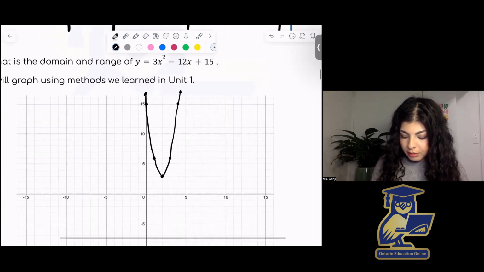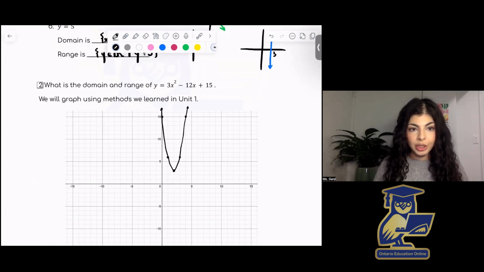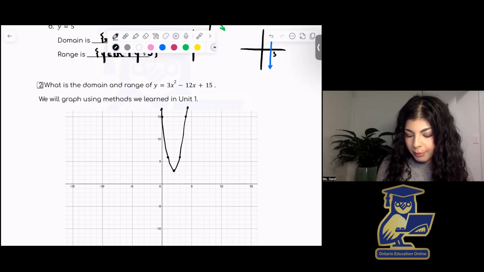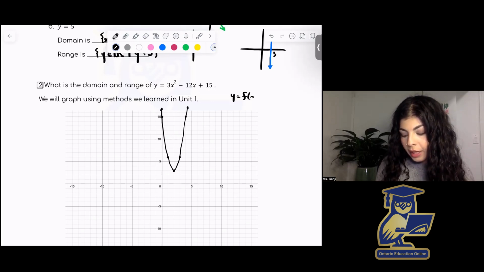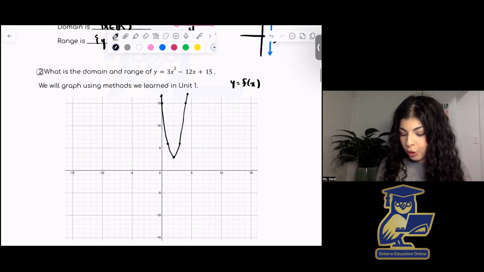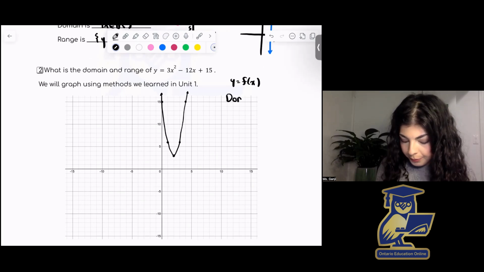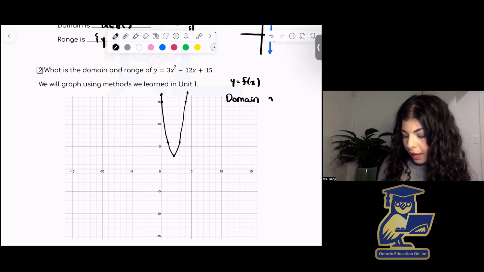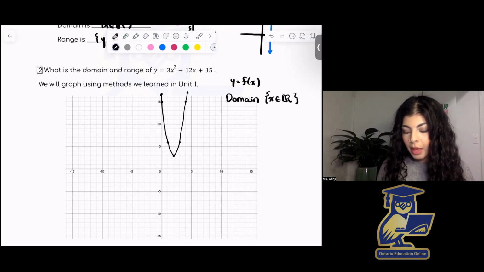And so our domain and range here, let's do some analysis. X can be any value in the real numbers. So I can put any value into this function, and remember y is also f of x, and it will give me some output value. It will hold true. So for my domain, x is the set of all real numbers, and that's it.